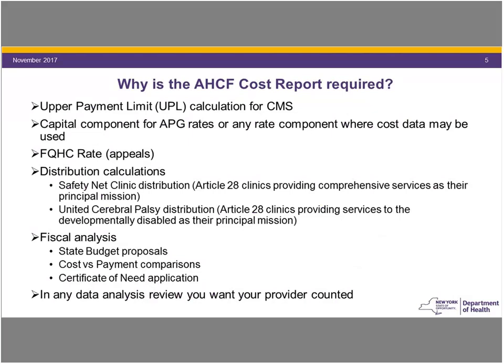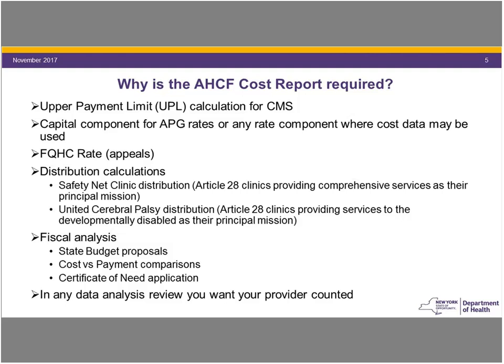Then why is it required? The upper payment limit is one that we stated that's very important for that. The other has to do with the capital component, the APG rate, or any other rate component where cost report data may be used. We are looking currently at the minimum wage survey, and we're looking at the rate calculation for minimum wage, and pieces of that rate calculation will be based on the cost report. If there's no cost report, that piece of data becomes a zero.